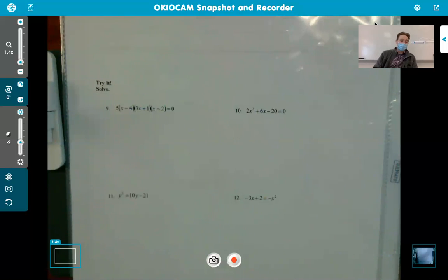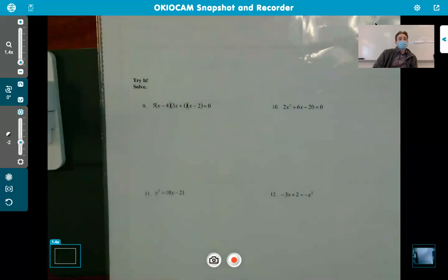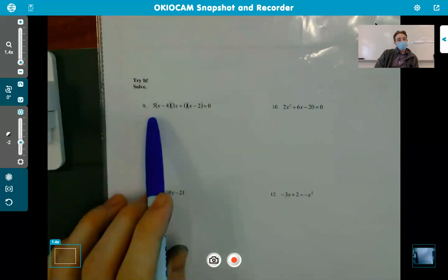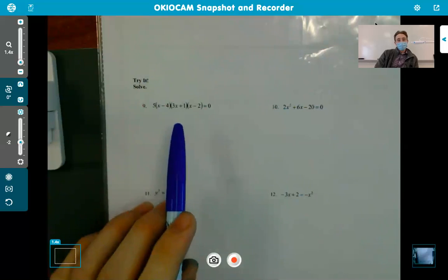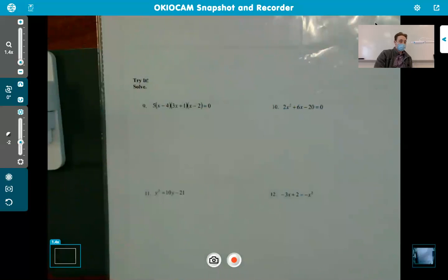Now, we saw an example very similar to number 9 yesterday, but I'm going to go through this again just so we're aware of that final step that we can add on top of all of our different factoring tools we've discussed this week. All right? So in number 9, we have 5 times (x minus 4) times (3x plus 1) times (x minus 2) equals 0. Each of those terms can't be factored any further, okay? So what we want to do is set each of them equal to 0.